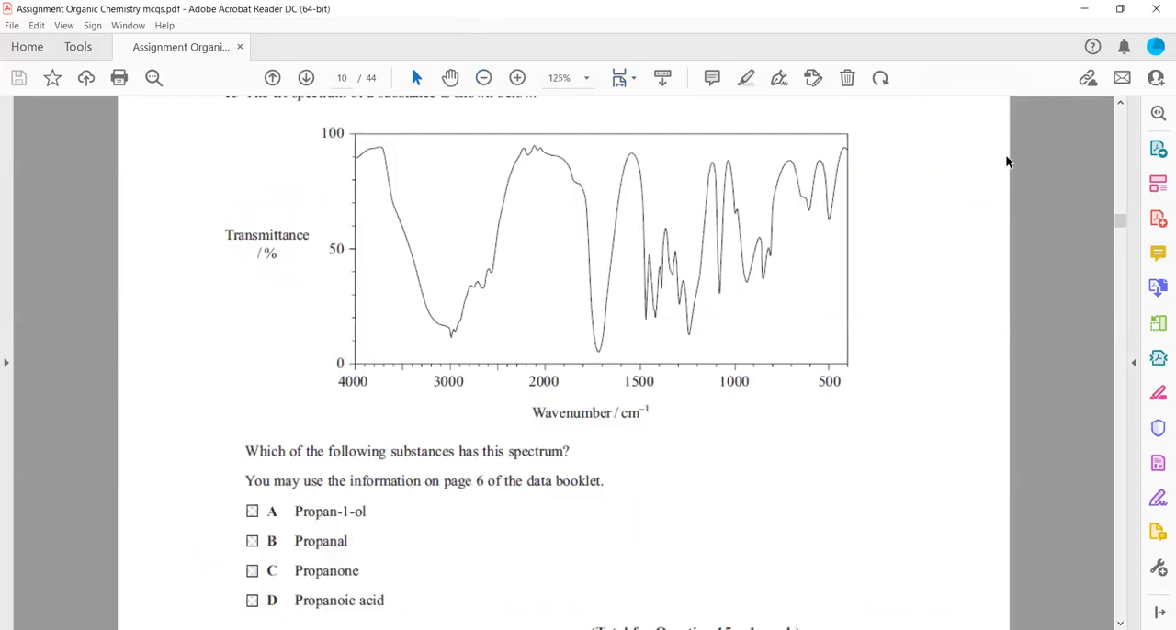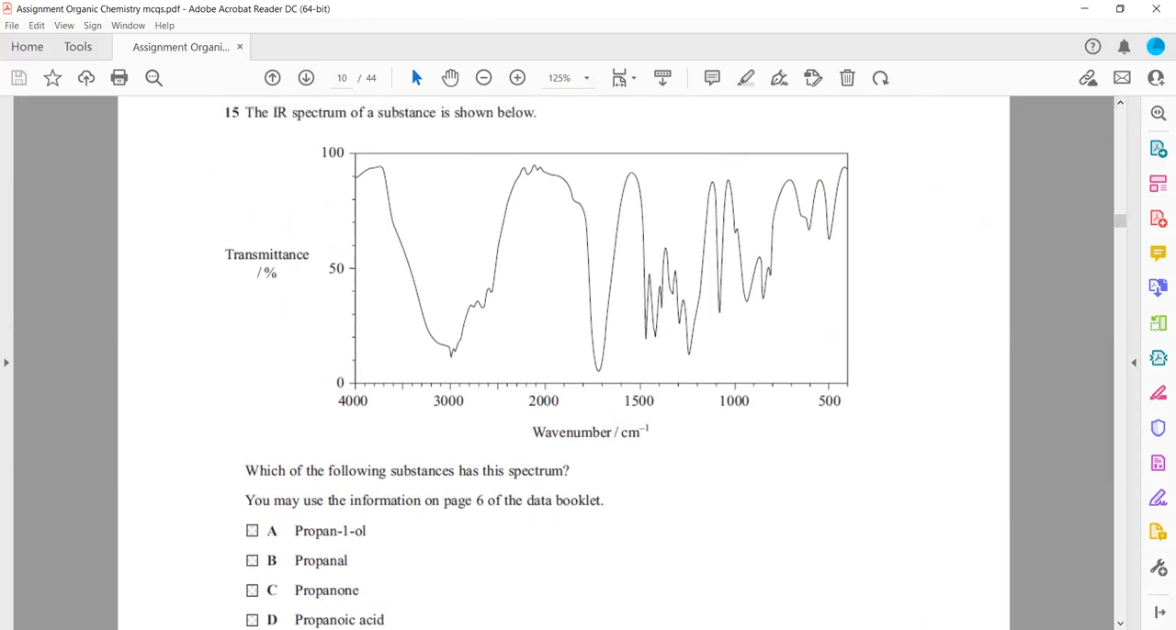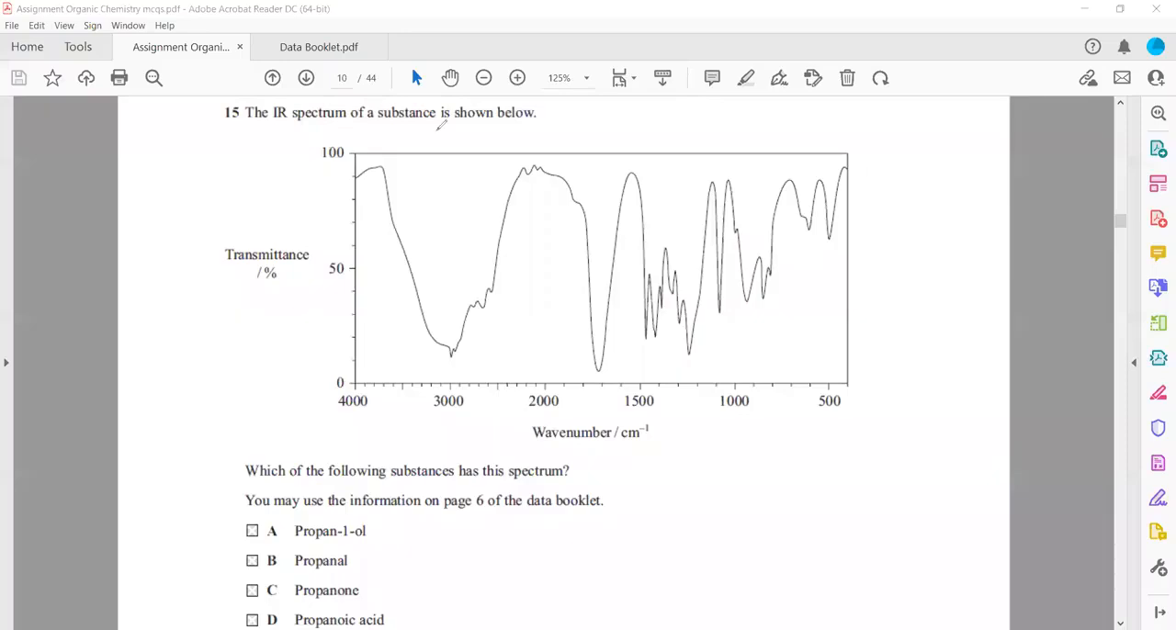In this question, which of the following substances has this spectrum? They mention you may use the information on page 6 of the data booklet. So the data booklet will be given in the exam, and you have to use it. Just a minute, I'll share the data booklet with you. So we have to identify which of the following substances it could be using the data booklet.